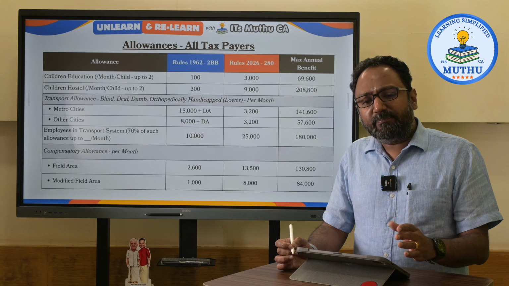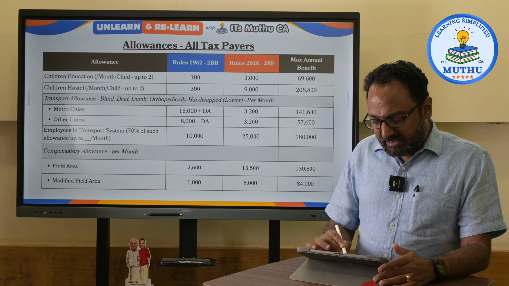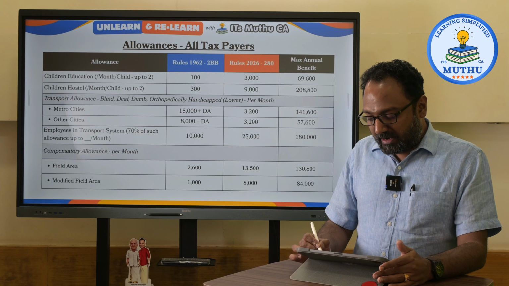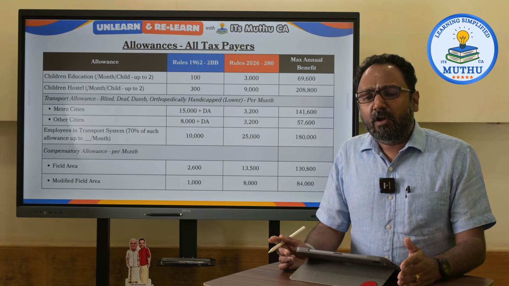Same way with the hostel allowance, it was only 300 per month per child up to 2 children. Now it has been increased to 9,000, which is again 30 times. So which might give you an additional benefit of 2,08,800. Of course, these are only for the old tax regime.